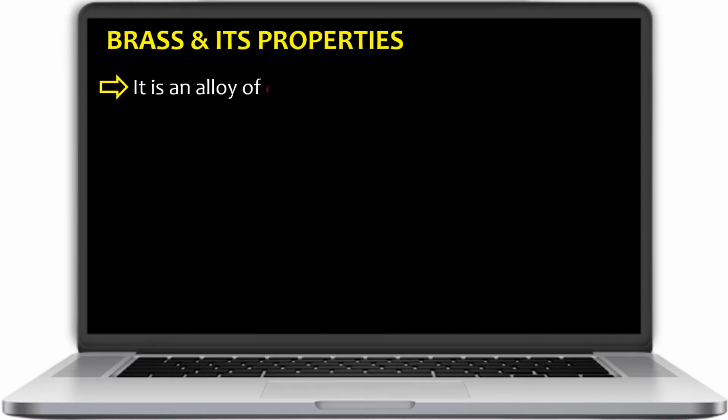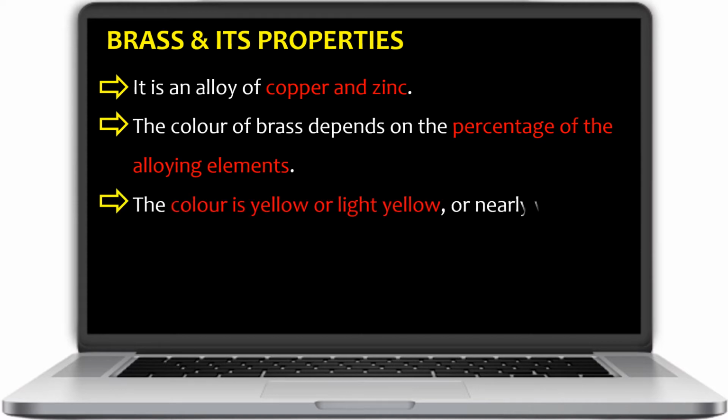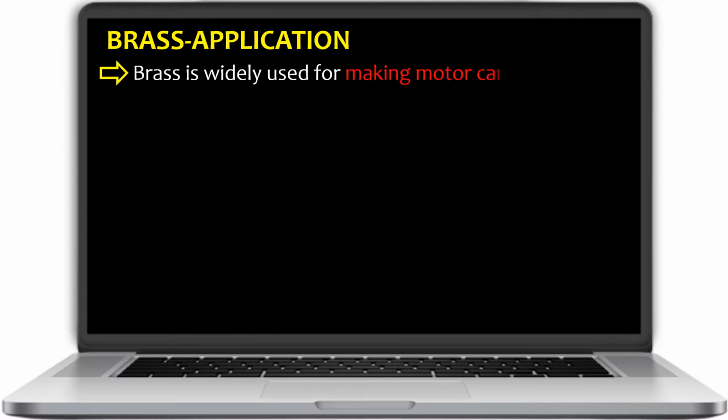It is an alloy of copper and zinc. The color of brass depends on the percentage of the alloying elements. The color is yellow or light yellow, or nearly white. It can be easily machined. Brass is also corrosion resistant. Let's see the application of brass. Brass is widely used for making motor car radiator core and water taps, etc.